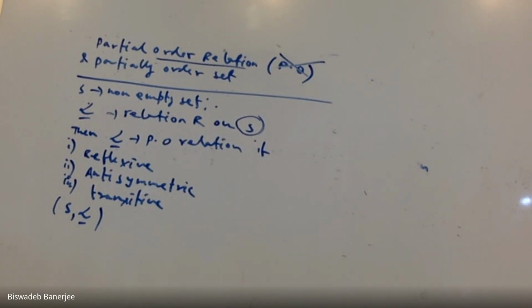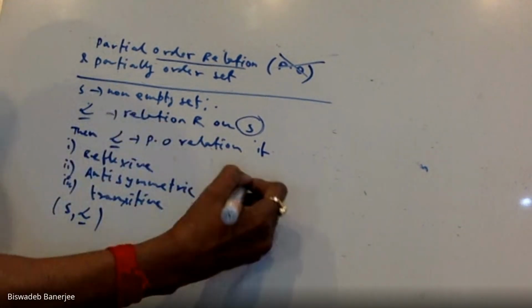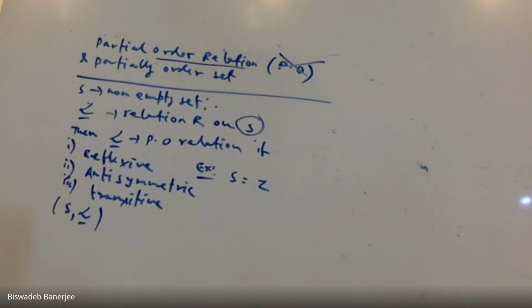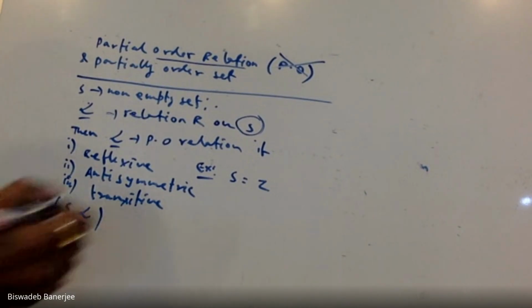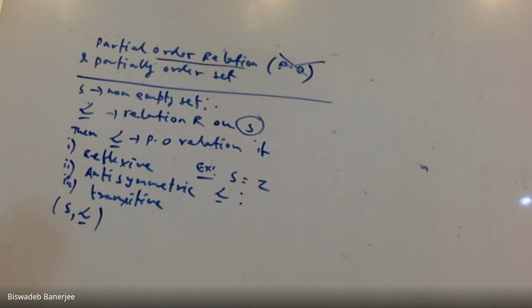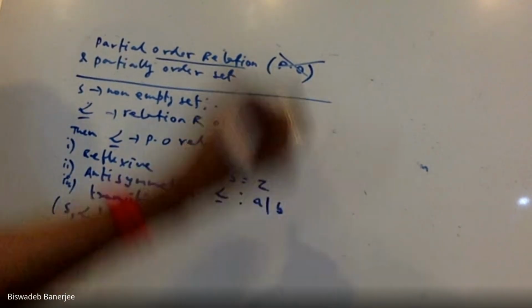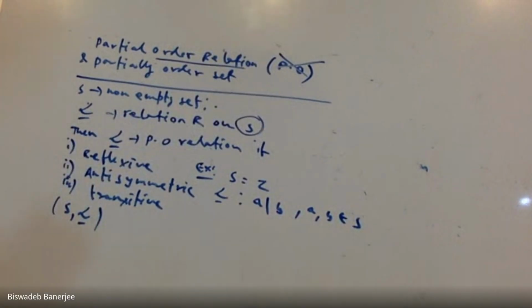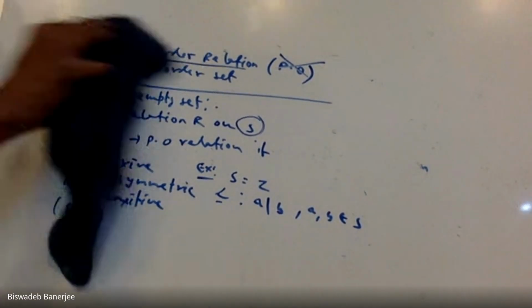For example, suppose our set A is equal to Z, and suppose our relation is defined as a divides b, where a, b belong to Z. Whether this relation is partially ordered or not, how can we check this? We shall check these conditions one by one.